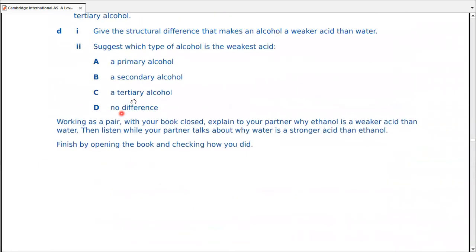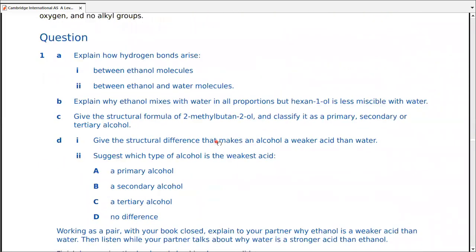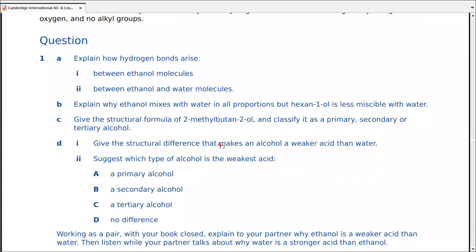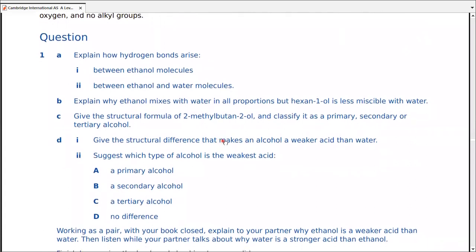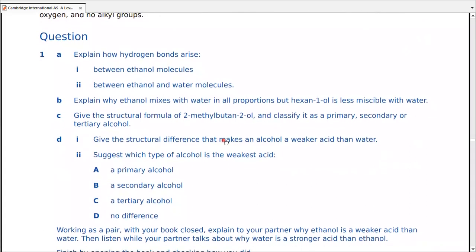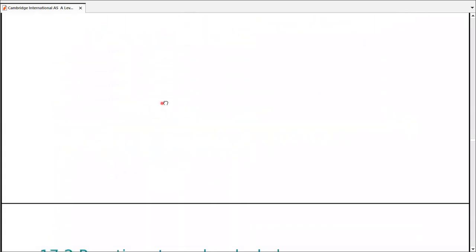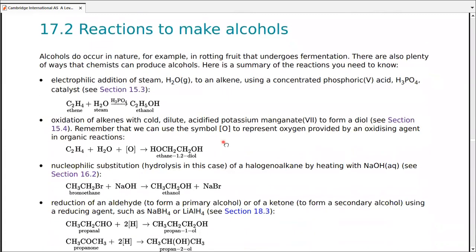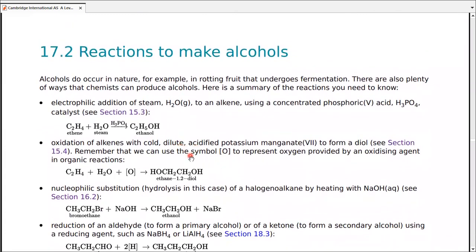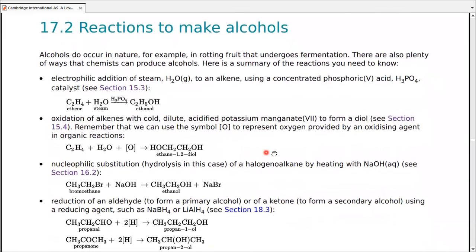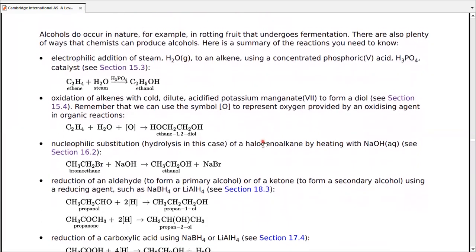The questions in the book over here might seem childish, but these questions are always the ones to begin with when you're going to start past paper practice. Go for the book questions first, and then the past paper questions become a little less difficult than what they already are. So 17.2, reactions to make alcohols. Now, alcohols can be produced in many ways, though we started off with a couple of methods of production of alcohols, and those methods were also part of IGCSE.